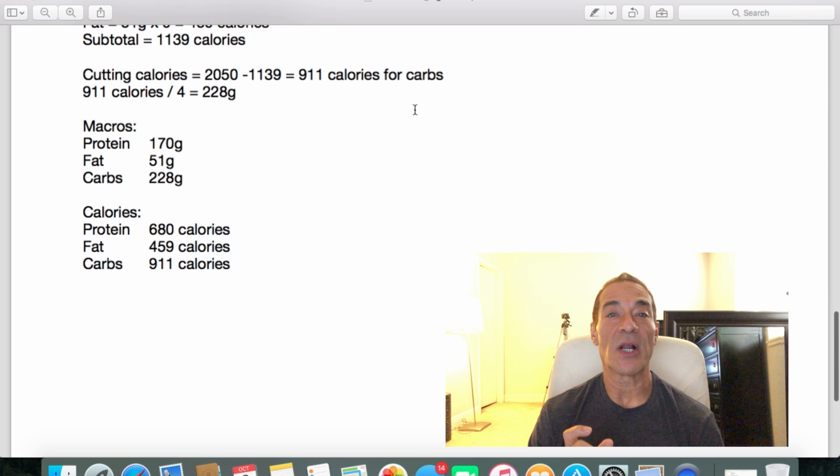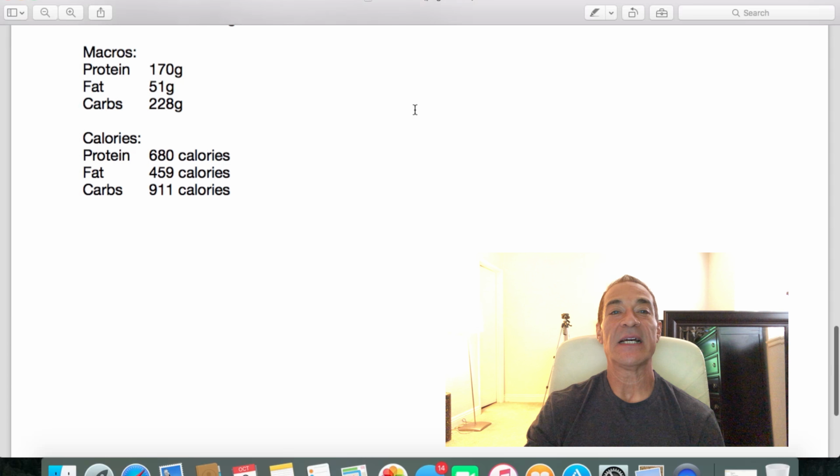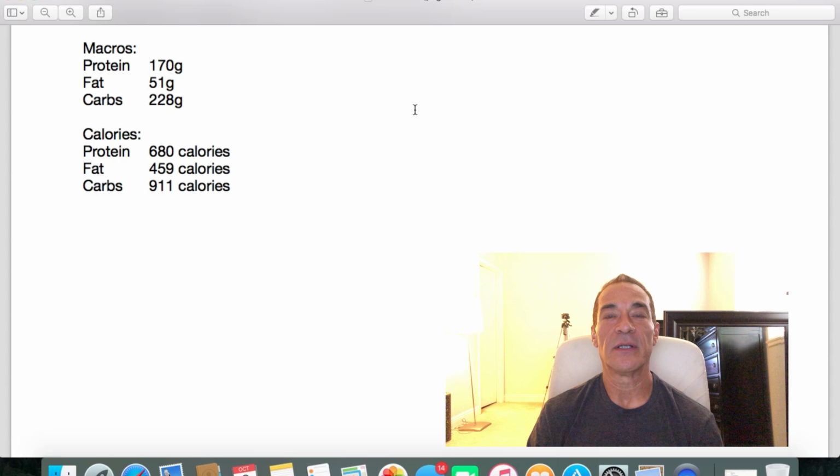So remember, our cutting calories are 2,050. That's our goal. That's what we want to hit because we want to reduce weight and we want to cut. So 2,050 minus 1,139, which equates to protein and fats, equals 911 calories left over for carbs. So basically 911 calories are what we're going to leave for carbs. And if we divide that by 4, we're going to get 228 grams.